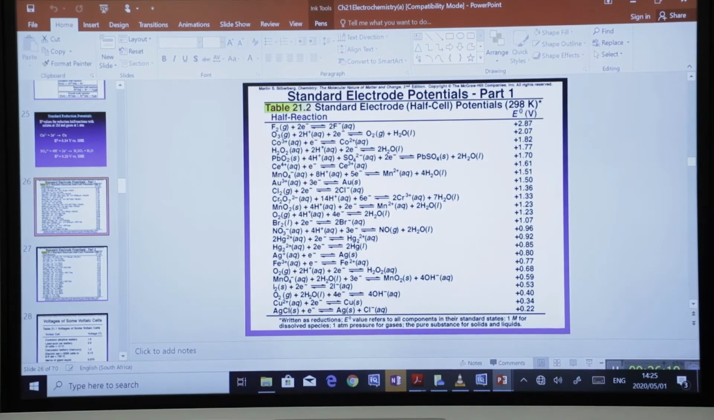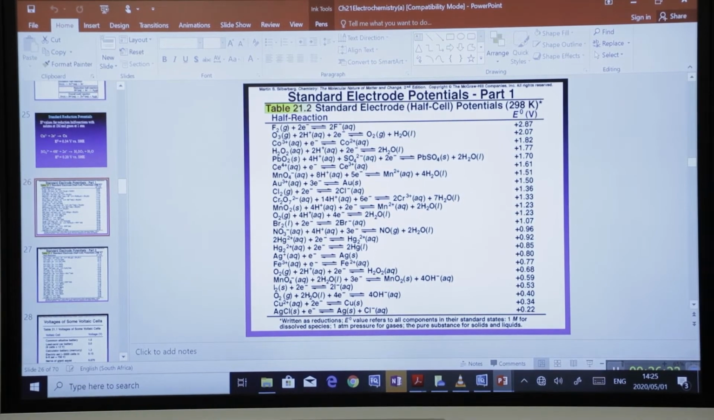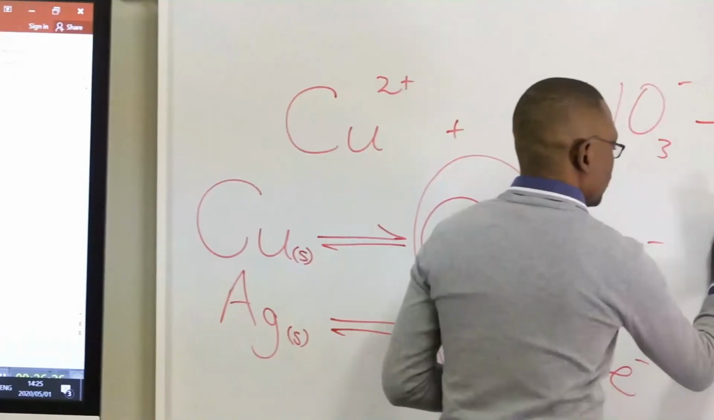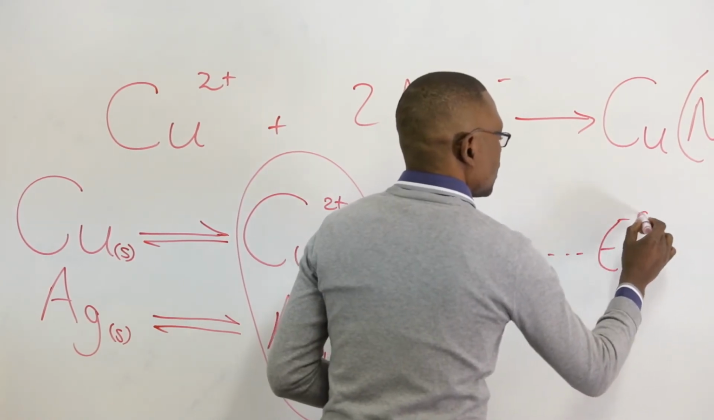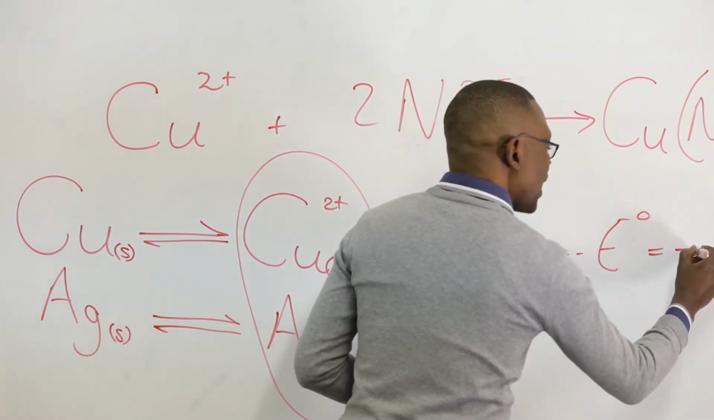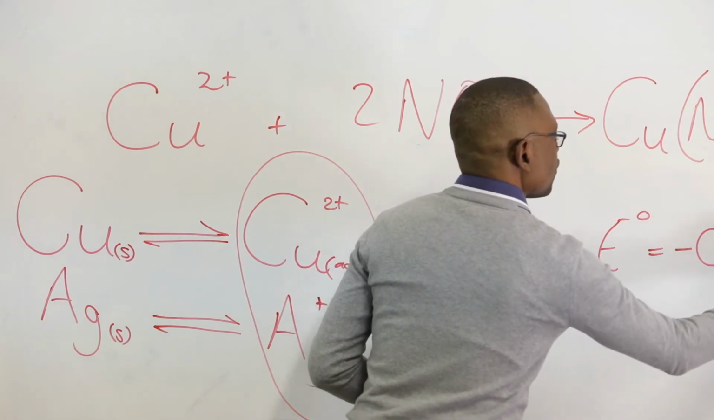So I'm going to say the standard electrode potential for this is going to be minus 0.34.